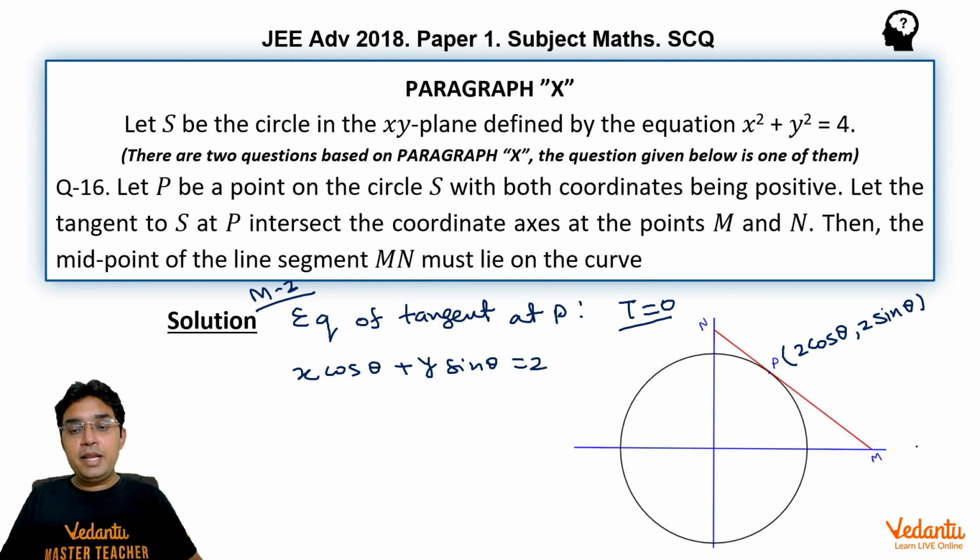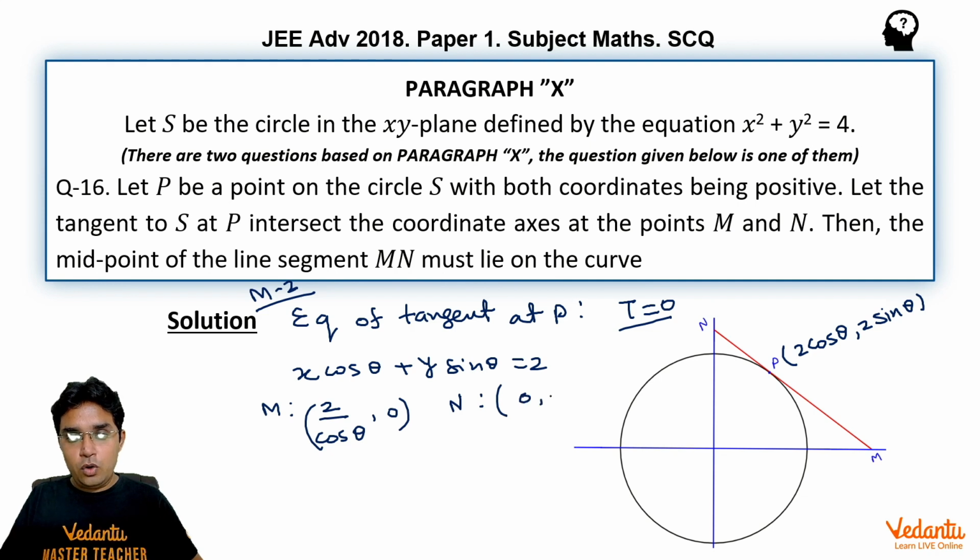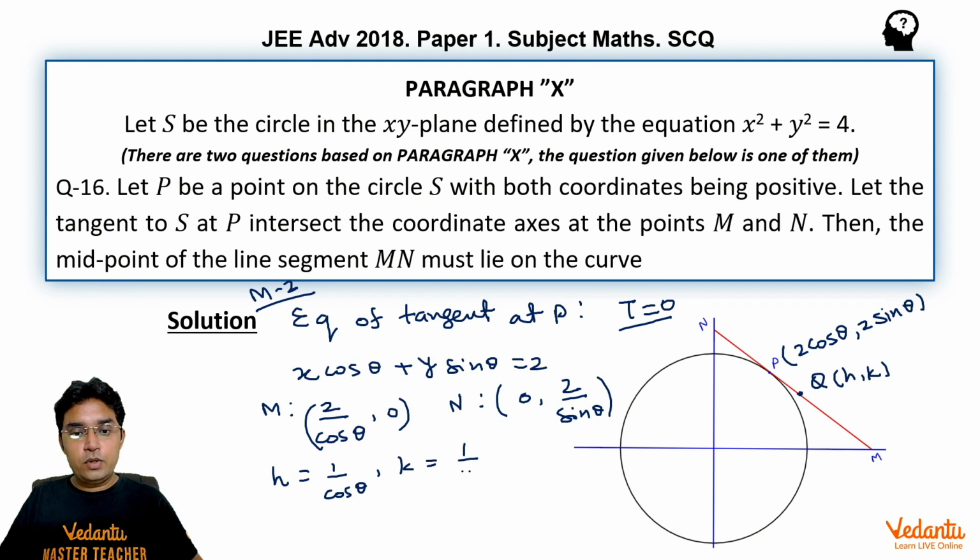Now this line meeting x-axis at M, y-axis at N, so we can write coordinate of M also by putting x, y equal to 0. So this M will be 2 upon cos theta comma 0, and this N point will be 0 comma 2 upon sin theta. So their midpoint Q, let us say h comma k, we can write this h will be 1 upon cos theta and this k will be 1 upon sin theta using midpoint formula.